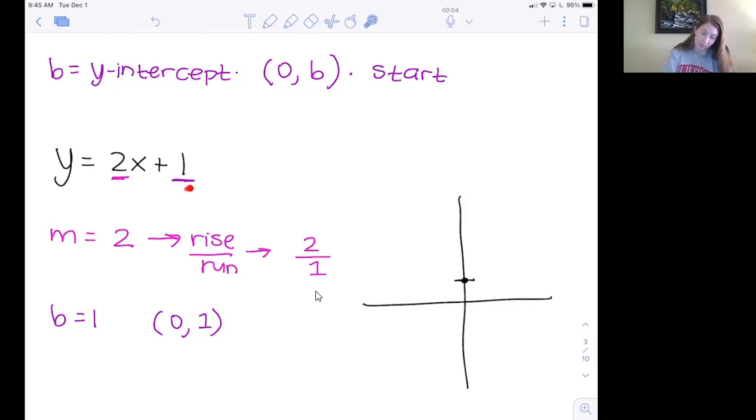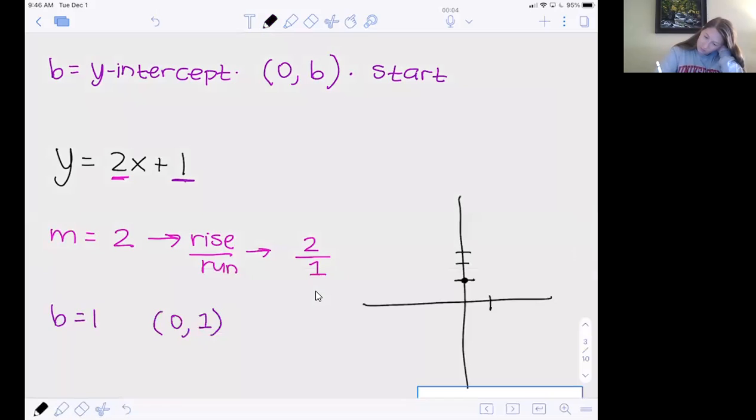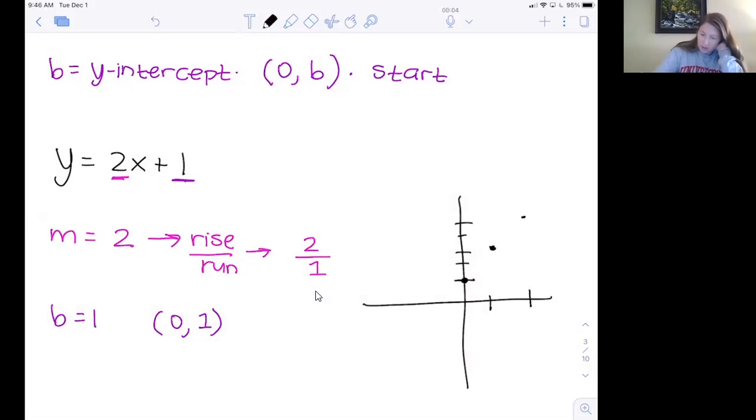I start at 1. So I put a point there, and then from there I move for my slope. So my slope is 2, so I rise 2, and then I go over 1. And then I could keep doing that. I go up 2, over 1, up 2, over 1, and so on. I really just need 2 points, but that's going to be my line, okay? So that's graphing.